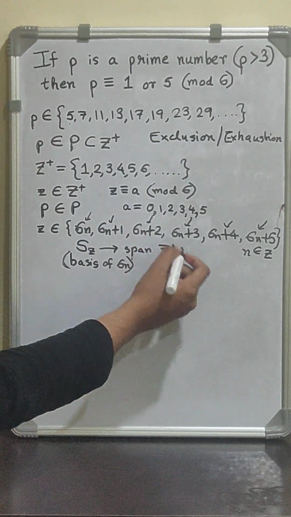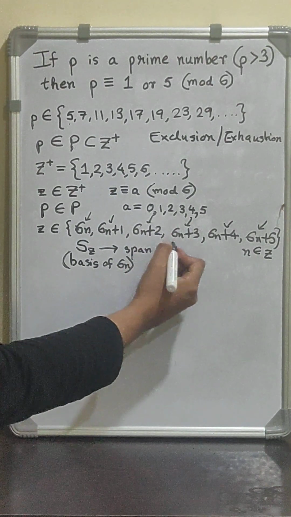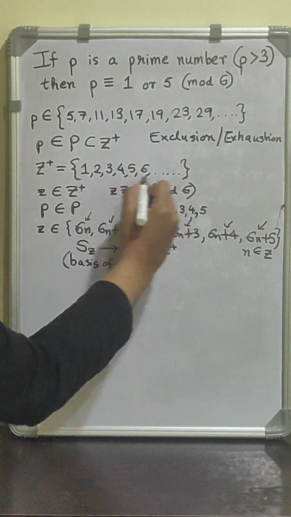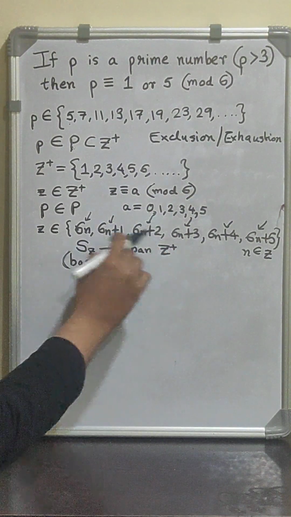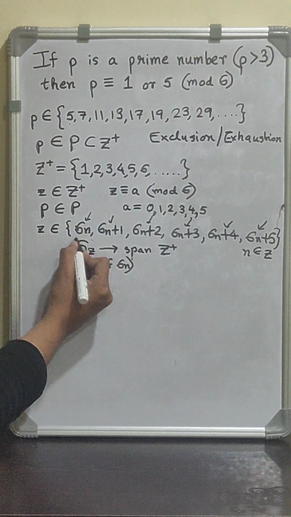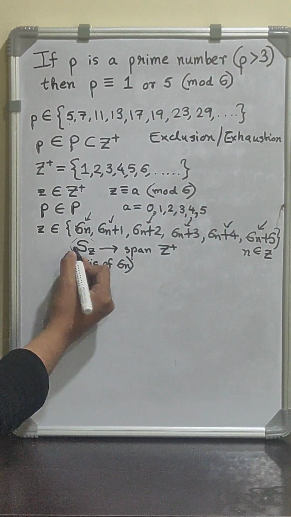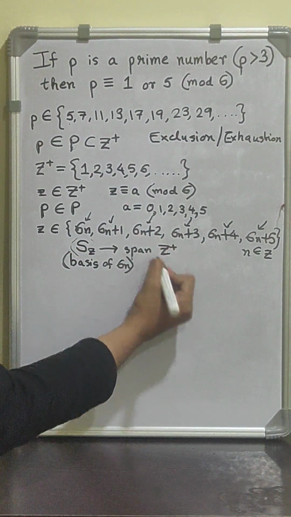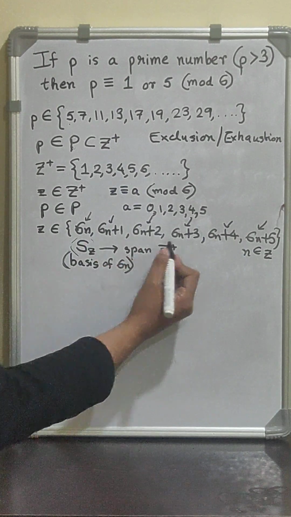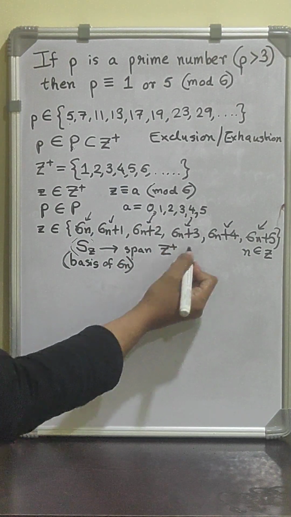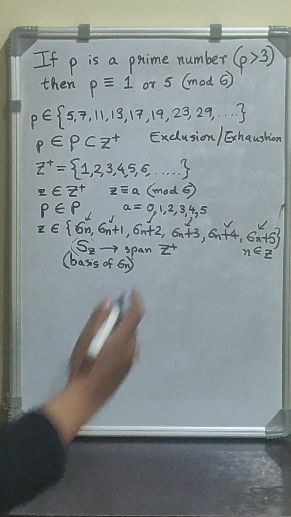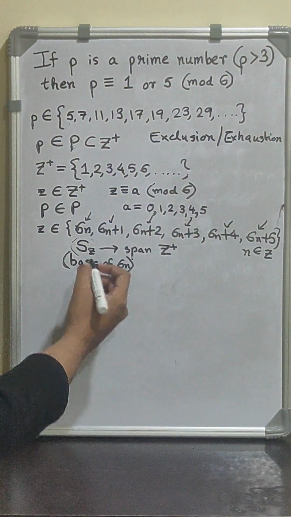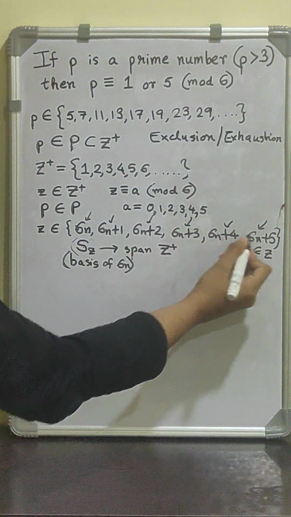Now why do I need to span the whole of Z plus? I want to exhaust all the options, exhaust all the positive integers in Z plus, so that any property I prove on S6, since it spans the whole of Z plus, will also be applicable to the whole of Z plus. It's kind of the idea. So exclusion and exhaustion needs to be applied on these set of numbers.